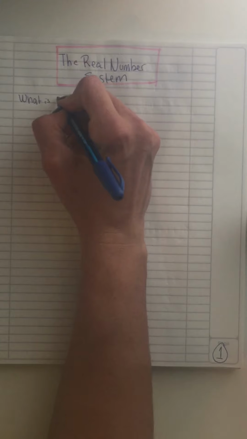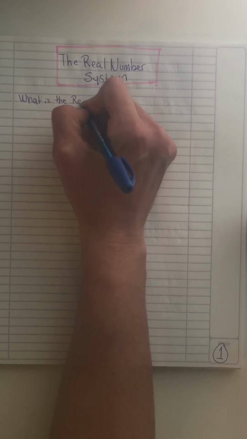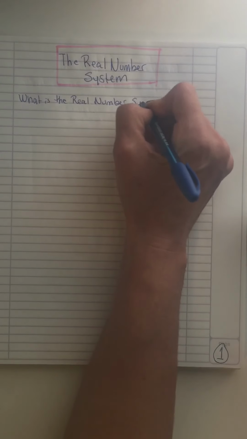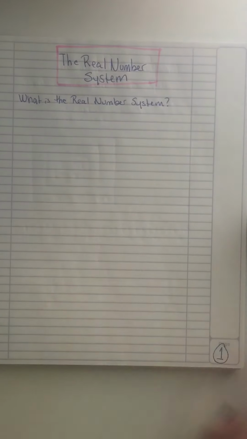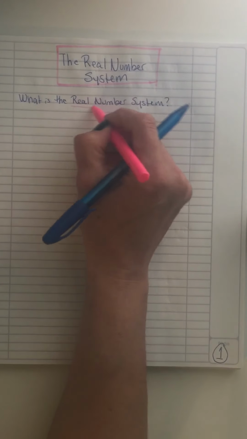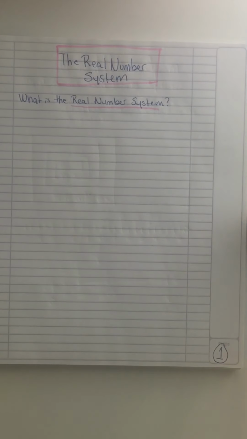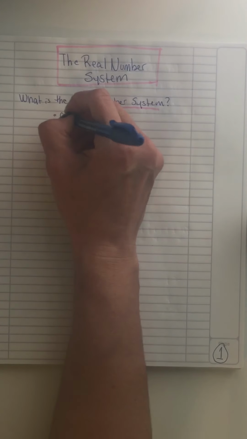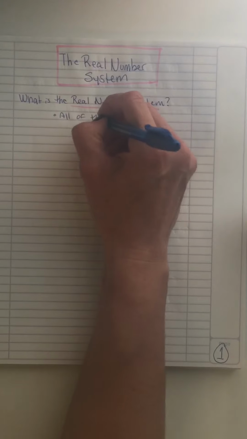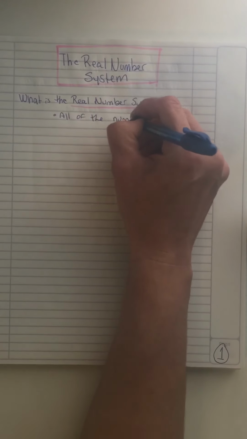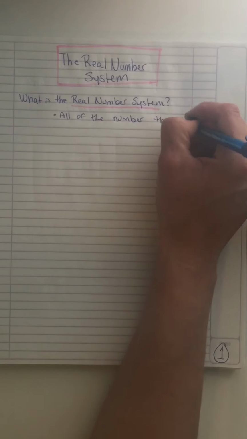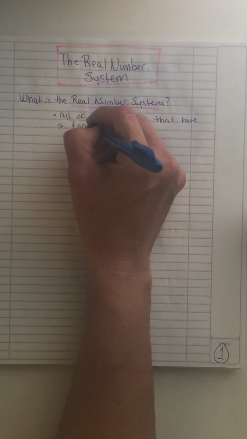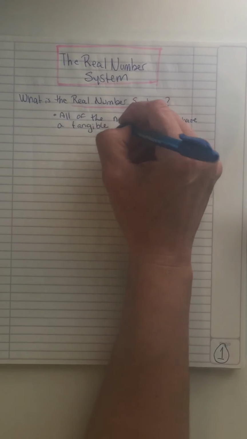What is the real number system? Underline it. All right. So the real number system is all of the numbers that have a tangible value.